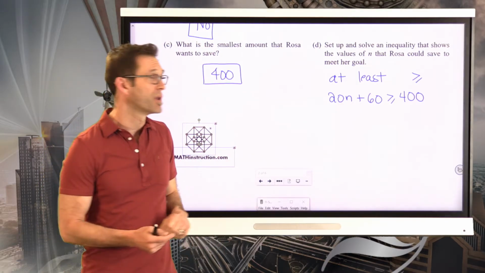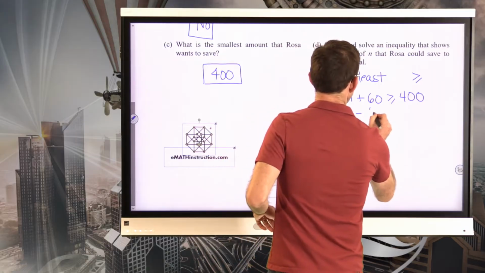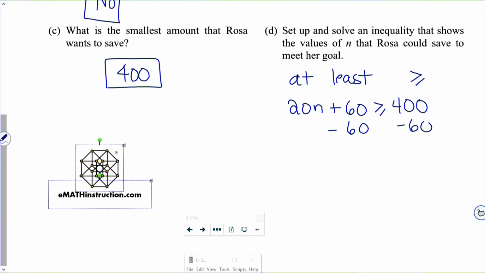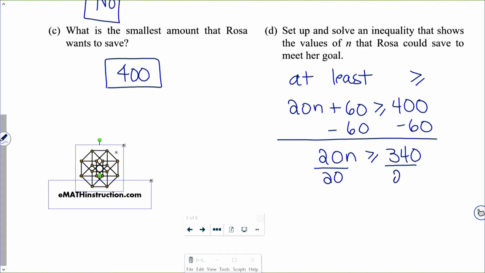Now, solving this is pretty easy, right? I'm just going to subtract 60 from both sides, and this is where, if you want, you could use your calculator. 20n must be greater than or equal to 340, right? Now I'm going to divide both sides by 20. And again, I can do this in my head, but if you need to use your calculator, feel free to do so. n is greater than or equal to 17, right?